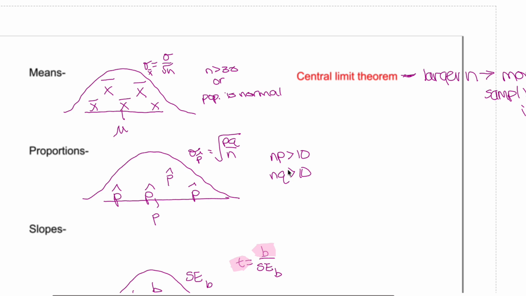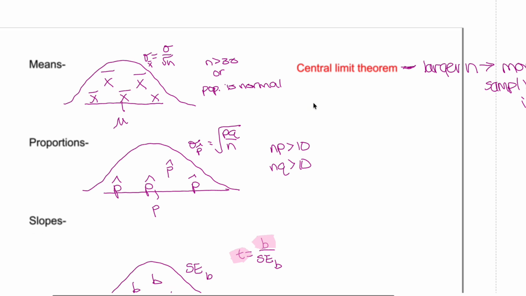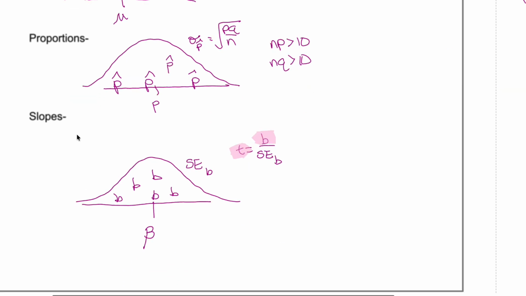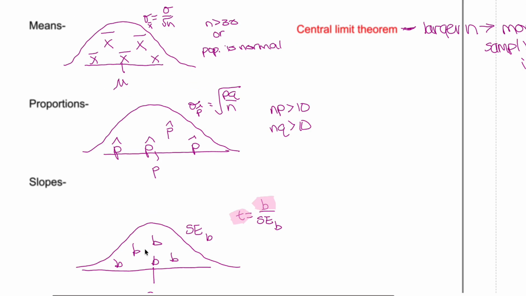There are 3 conditions, and the only difference between means and proportions is the third one. So the previous 2 are all the same. The first one is a simple random sample, and the second one is that the sample size should be smaller than 10% of the population.